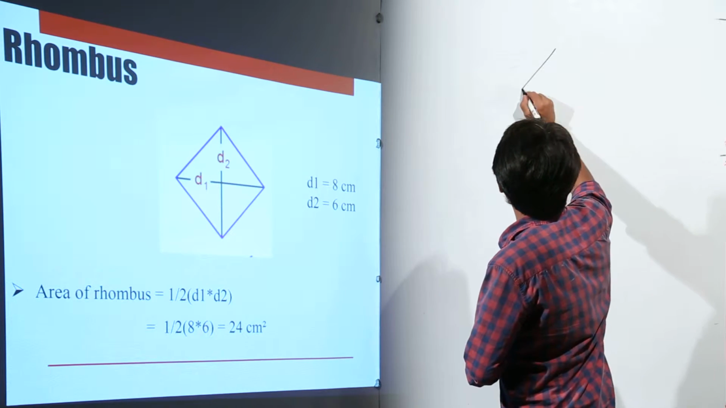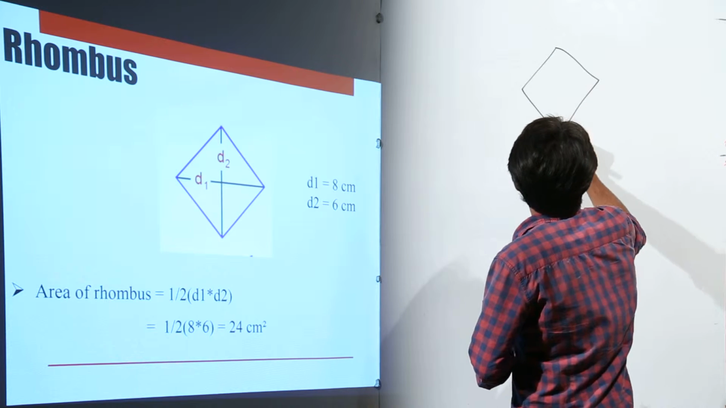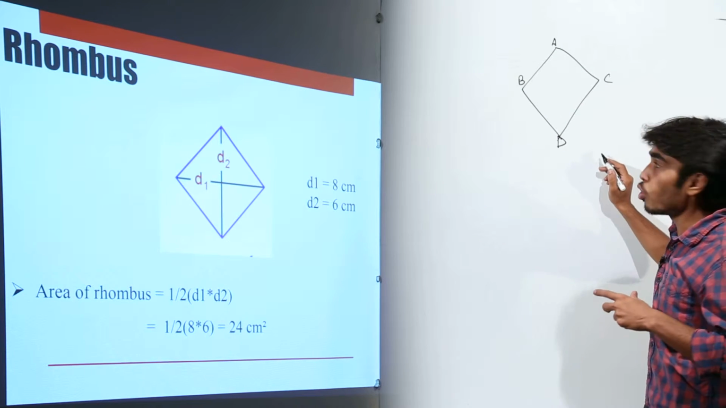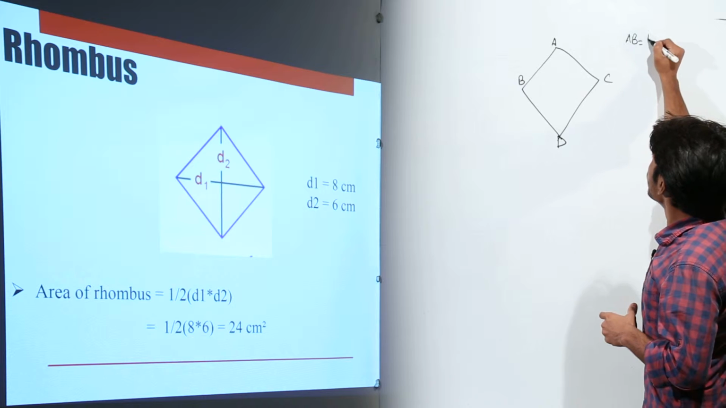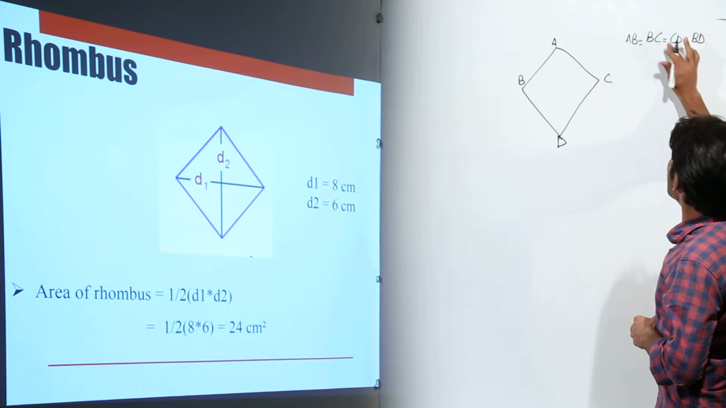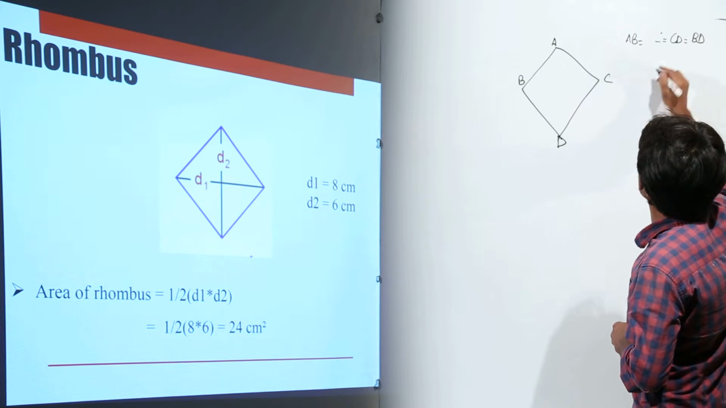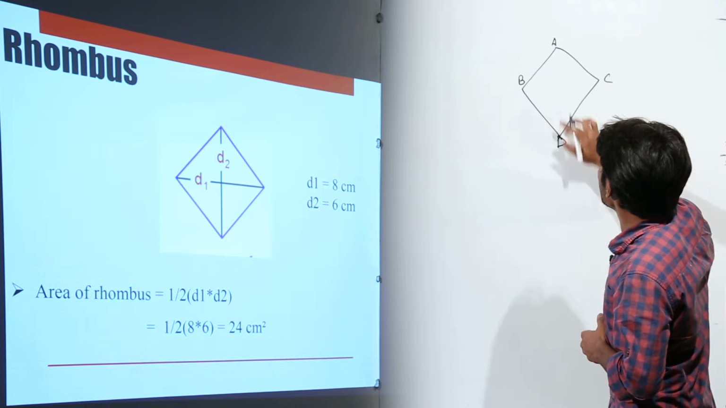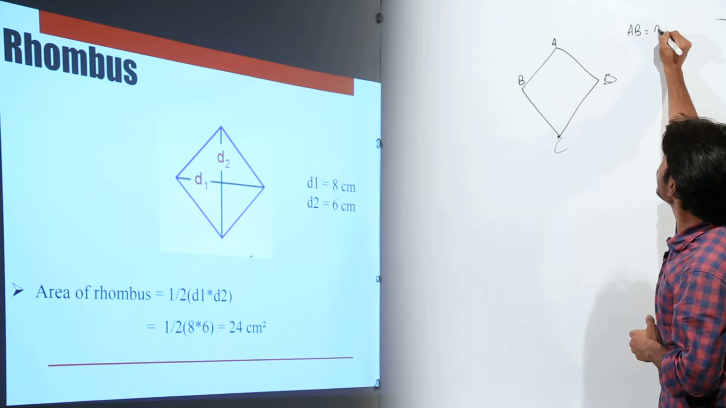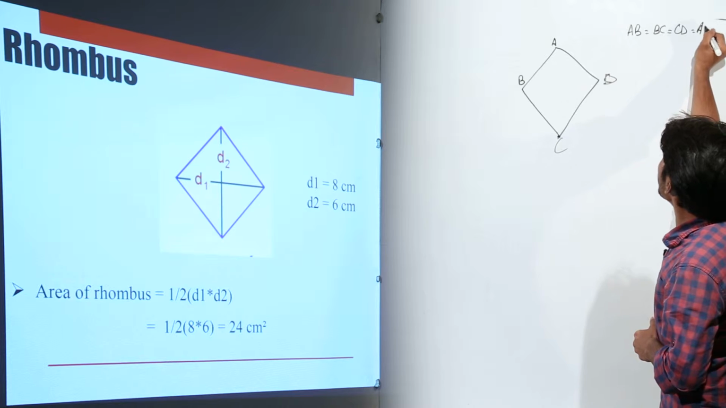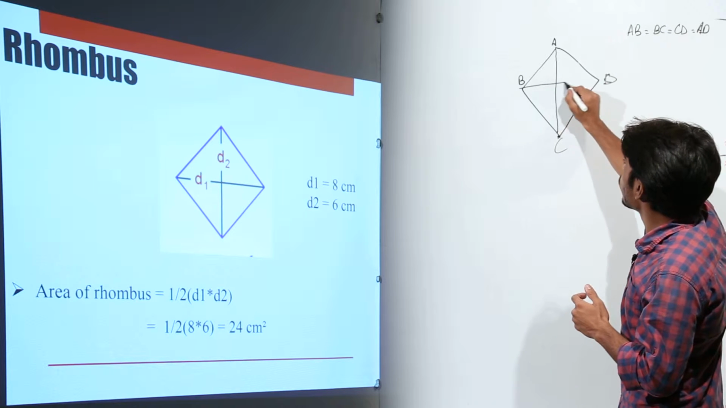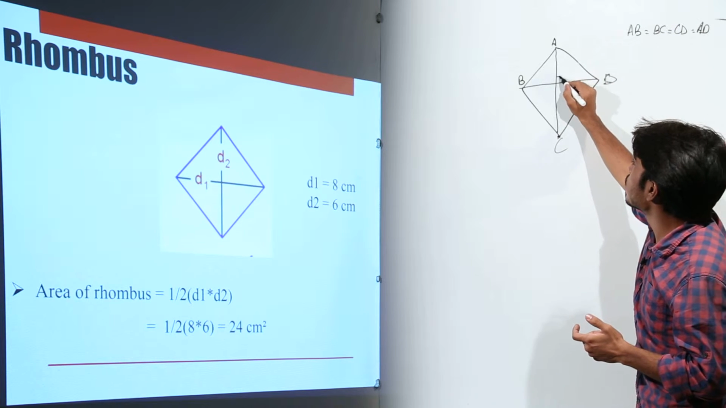Let's see. Suppose I draw a rhombus. In a rhombus, all the sides are equal. So AB is BC, is CD, is AD. I'll label them again: A, B, C, D. So the sides AB is equal to BC is equal to CD is equal to AD. All the sides are equal, and when I draw the diagonals, they intersect each other at 90 degrees.